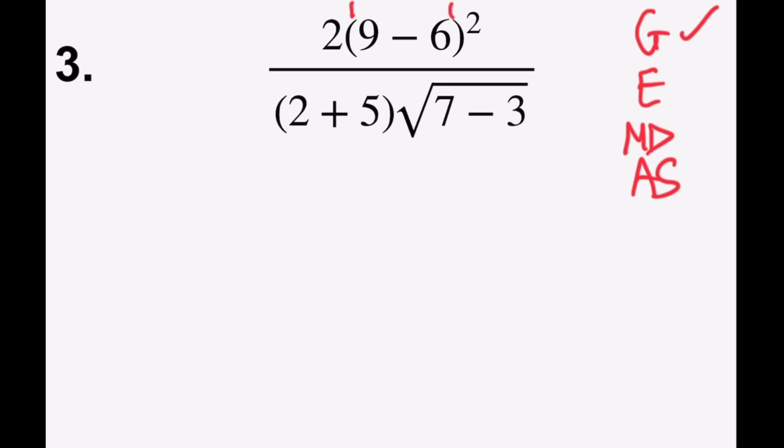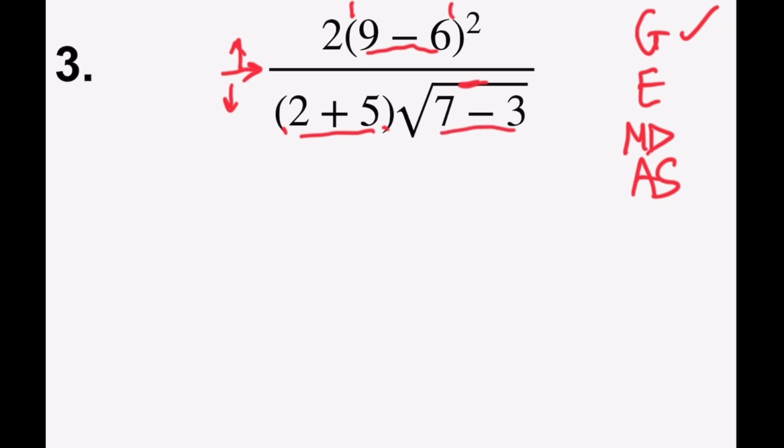I have the parentheses on top. I have the fraction bar, which separates the top from the bottom and behaves like a grouping symbol. I have the set of parentheses on the bottom, and I have the square root symbol. So I'm going to work 9 minus 6, 2 plus 5, and the 7 minus 3 first.